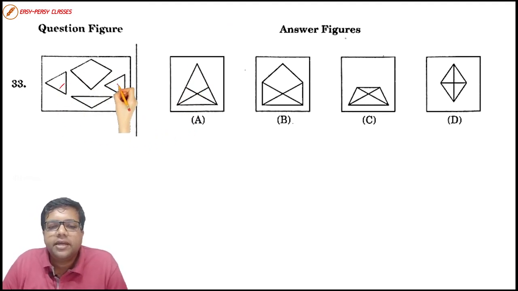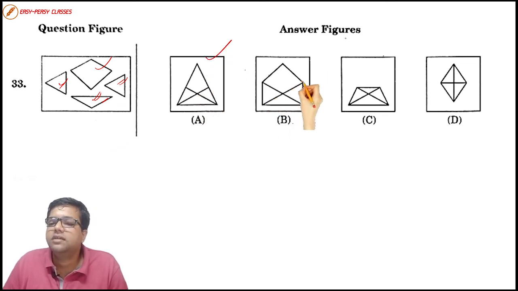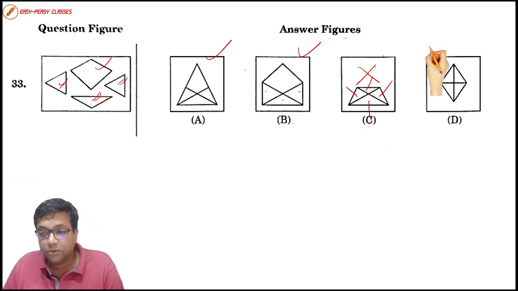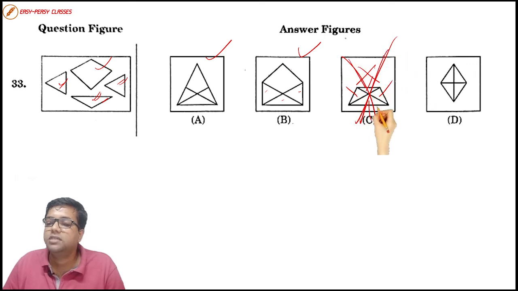There are three triangles. Okay, triangle 1, triangle 2, triangle 3, and there is one quadrilateral. Do we have 3 triangles and a quadrilateral? Yes, we have. Do we have 3 triangles and 1 quadrilateral? No, we don't have. Why? One quadrilateral is missing. We have 4 triangles, 1 triangle, 2 triangle, 3 triangle, 4 triangle, but we don't have a quadrilateral. So option C gets eliminated.